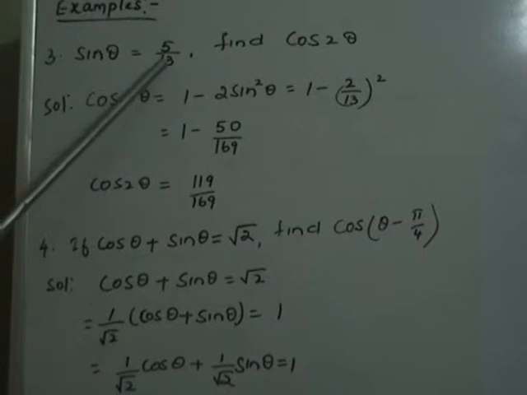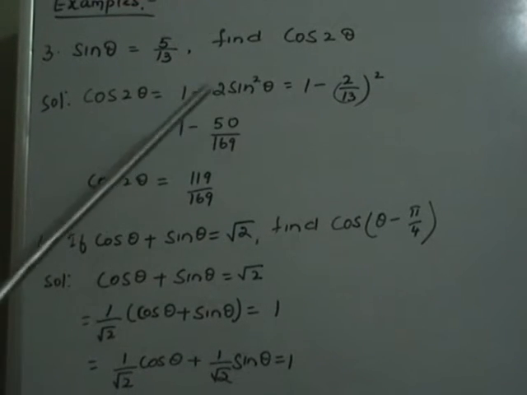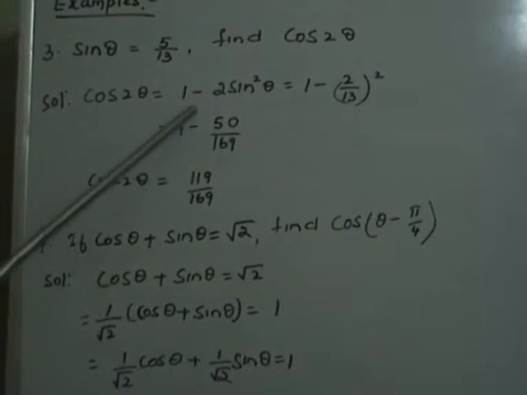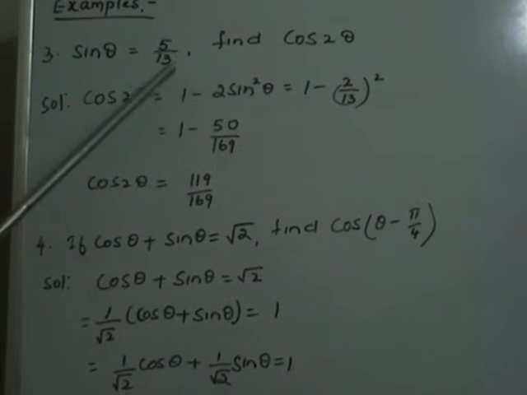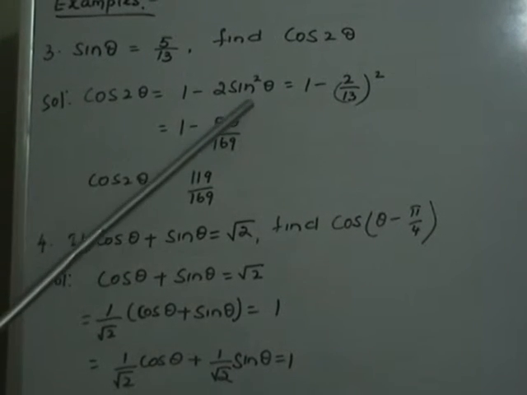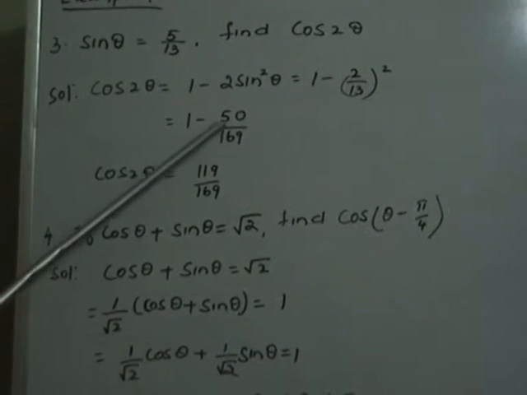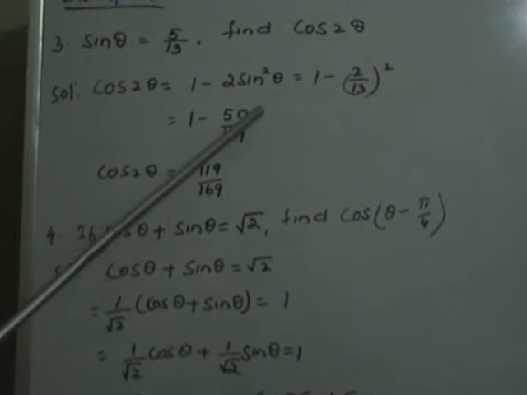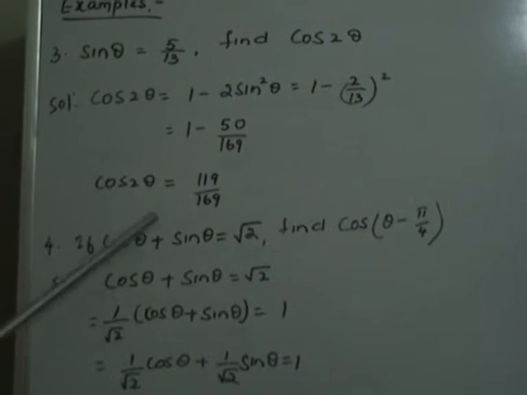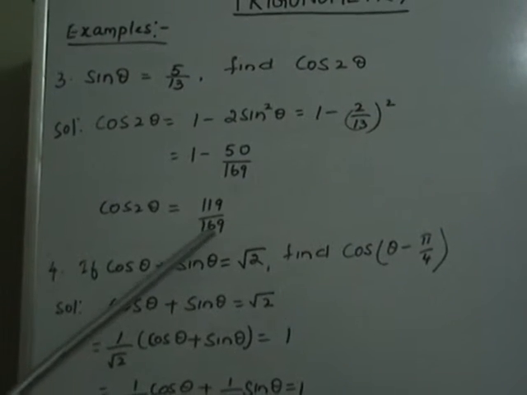Given sin theta is equal to 5 by 13, find the value of cos 2 theta. Cos 2 theta is nothing but 1 minus 2 sin square theta. Substituting the value of 5 by 13 in sin theta, we have 1 minus 2 into (5 by 13) whole square, which is 1 minus 50 by 169. Therefore cos 2 theta is 119 by 169.